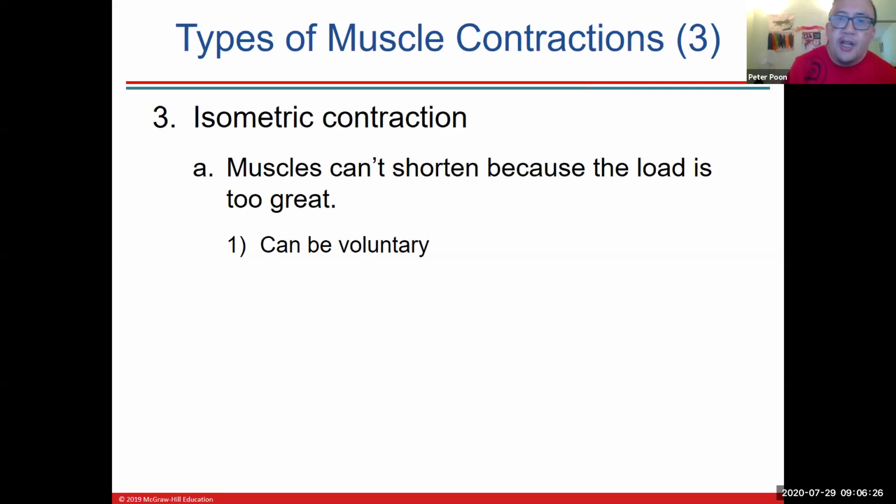Okay, so the muscles can't shorten because the load is too great. Like if I was pushing against the wall as hard as I can, I'm not moving that wall.